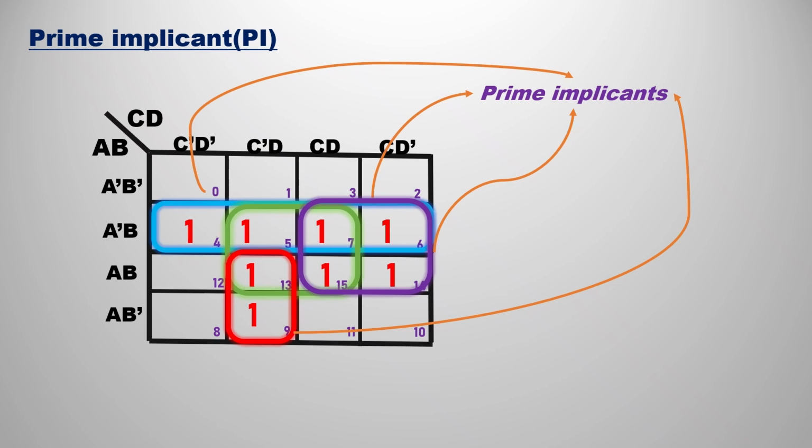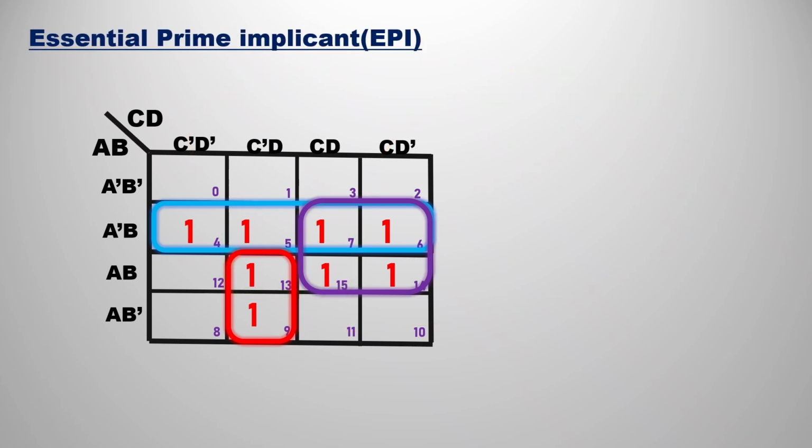But if you observe clearly in this, the green group is also known as redundant group, because without the green group also, we can map all the ones in that. All the minterms we are able to cover. So let's see that. After removing the green group, the groups will look like this. The remaining groups are known as essential prime implicants.